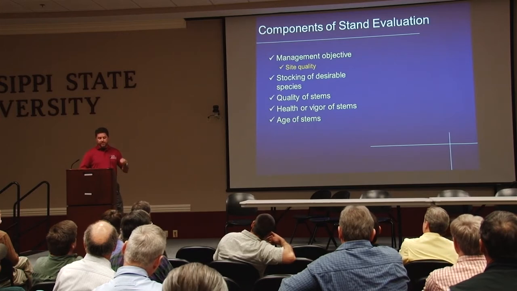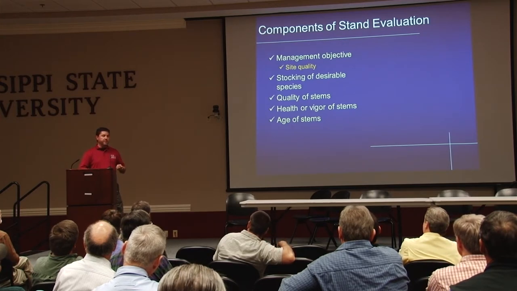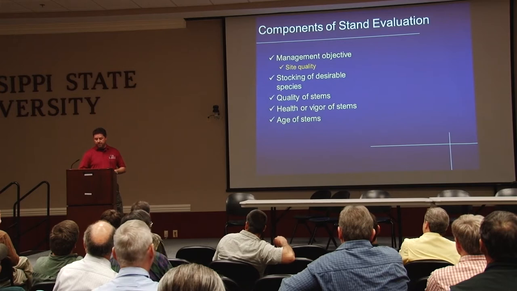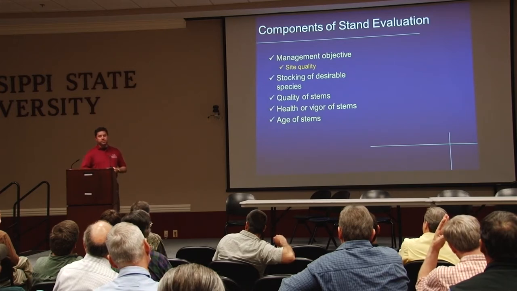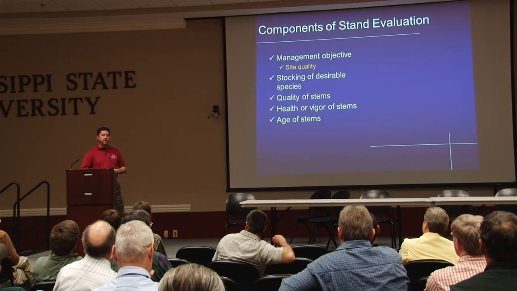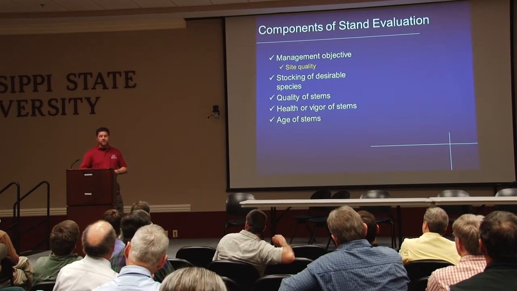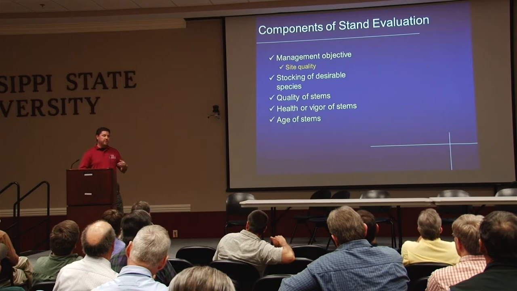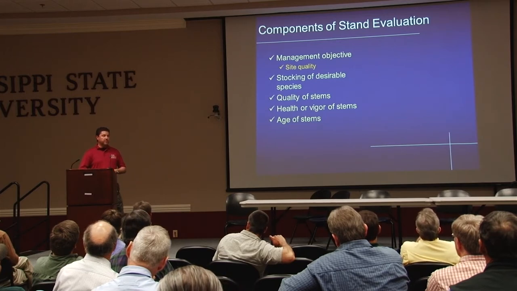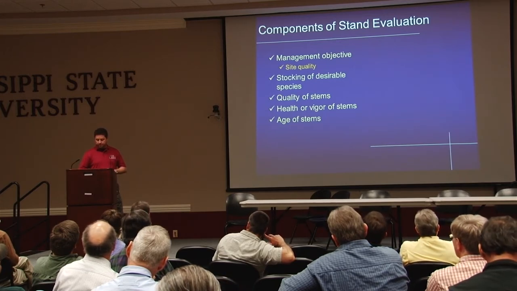Stocking of desirable species, that's a big one. There are really two things that drive this model: stocking of desirable species and the quality of those trees that are present. The health and vigor of the stems. How long can I carry this into the future without the risk of mortality or degrading? And then the age of the stems. The model doesn't directly look at age, but anytime you're evaluating a hardwood stand, you really need to look at the age as well.